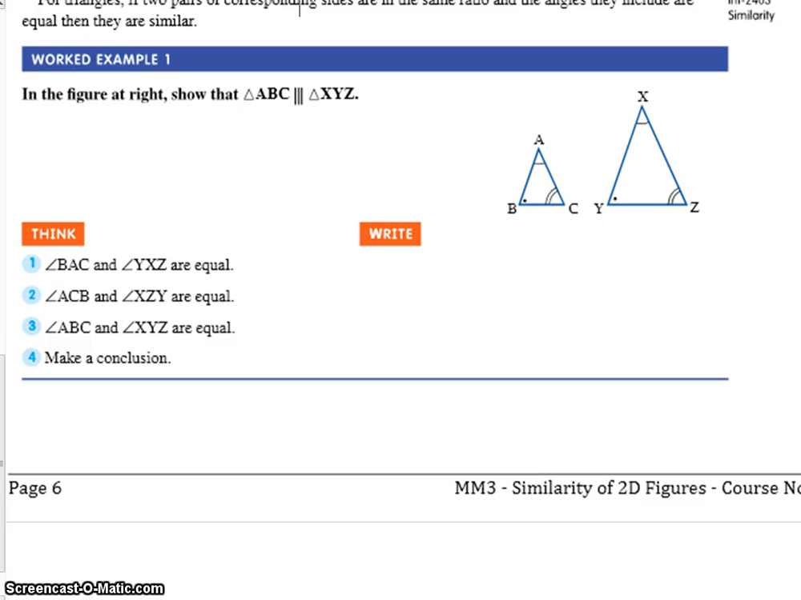Okay, in this first example, we have to show that this figure at the right, guys, we have to show that... I want one of you guys to tell me how I say that. In the figure at the right, show that triangle ABC is the same as... not the same as, is similar to. Excellent, well done. So triangle ABC is similar to triangle XYZ. Happy with that? Cool. So these are our two triangles.